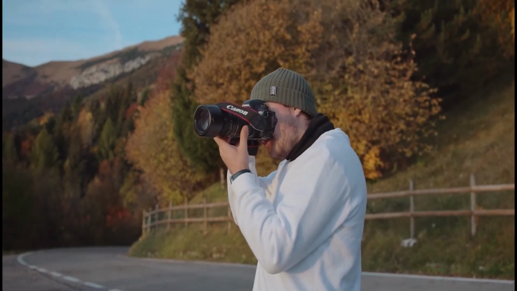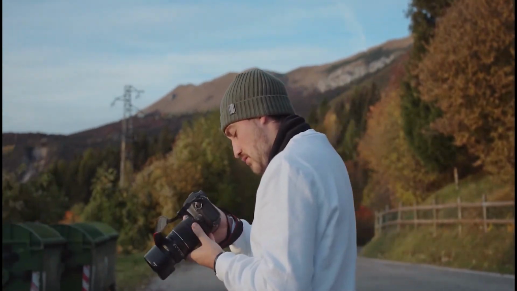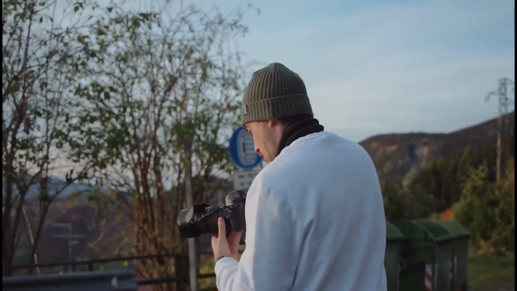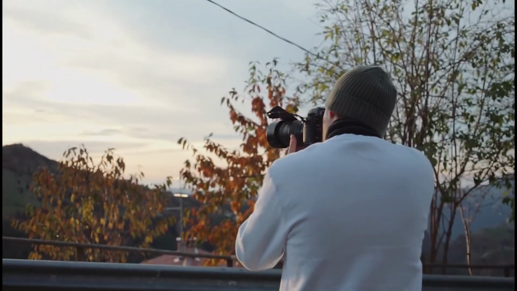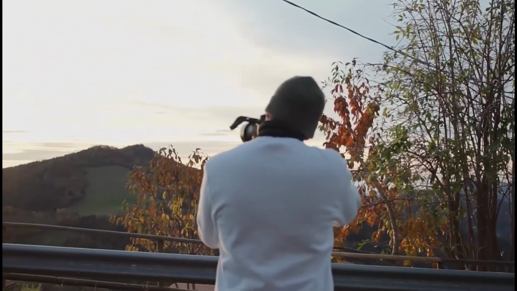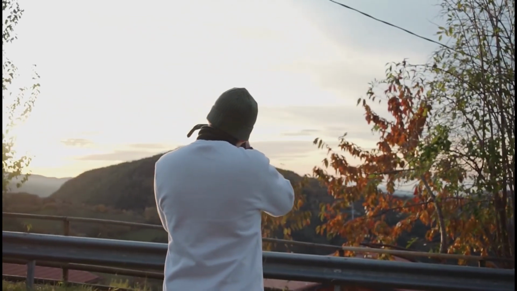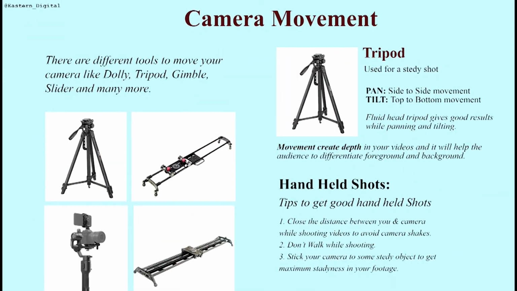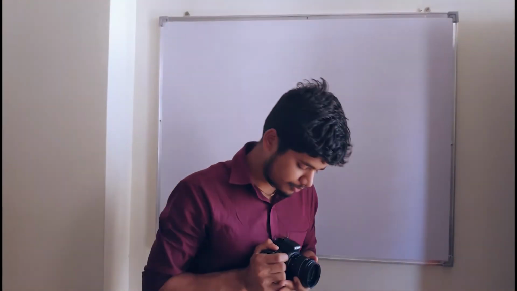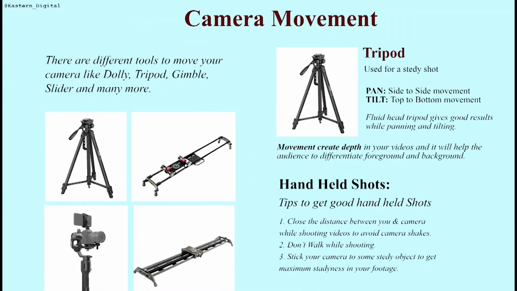You can also create handheld shots by simply holding your camera in your hand, but the downside is that handheld shots tend to be much more shaky and don't look very professional. But here are some tips to get good handheld videos. The first one is to close the distance between you and the camera while you are shooting, and try to move your body instead of your hands. This will avoid camera shake, and that way you can get good professional photos and videos.